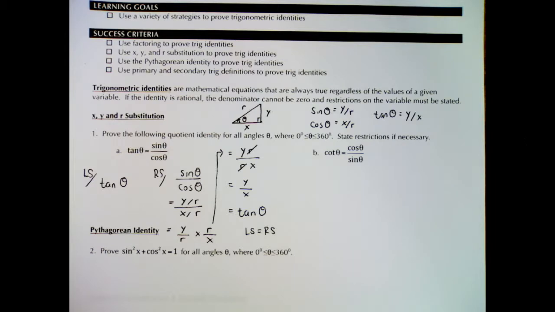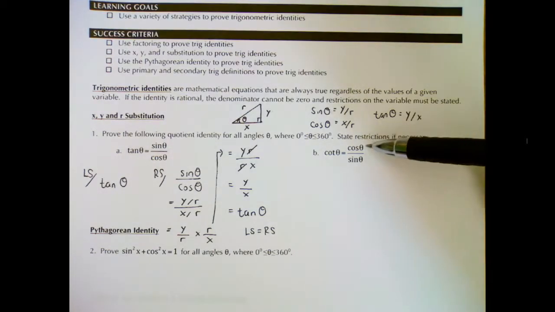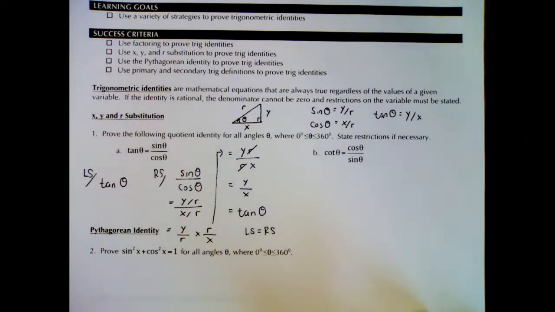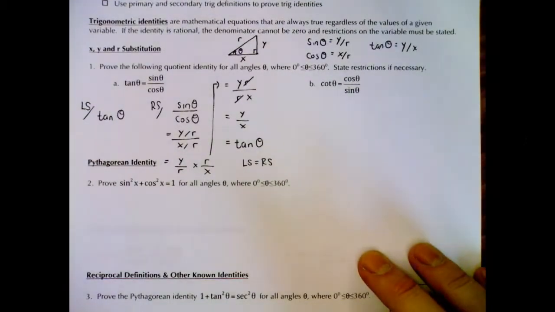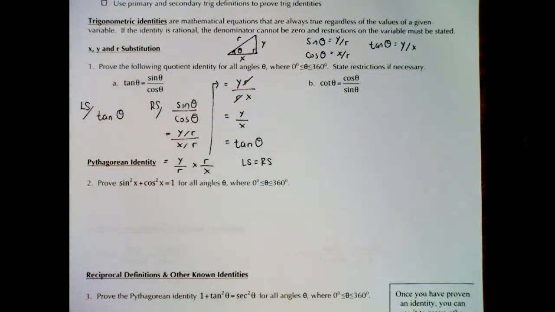And B. B says cotan theta equals cos over sine theta. And I'm going to leave this one to you to try on your own. You're going to set it up as a left side, right side, and you're going to do an XYR substitution for cos and sine and see if you can turn it into cotan theta. You can pause the video, try it now, or you can keep continuing with the video and come back and try it after. We're going to move on to the Pythagorean identity. Sine squared x plus cos squared x equals 1. So same setup, left side, right side.